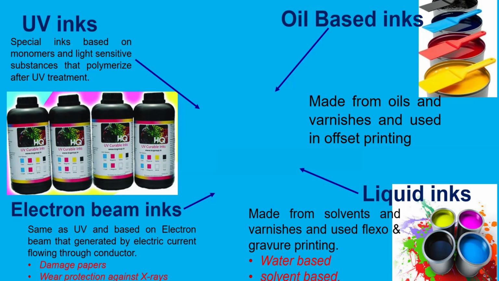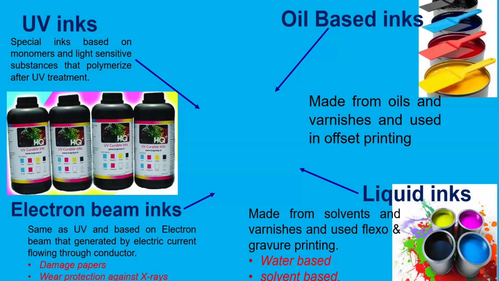Then another type of ink, UV inks, also used in inkjet printers. We are also using UV ink in offset printing. These are special inks based on monomers and light-sensitive substances that polymerize after UV treatment. In UV inks, basically we are not using any oils, solvents, or chemicals. These inks cure under sensitive, intense UV light.